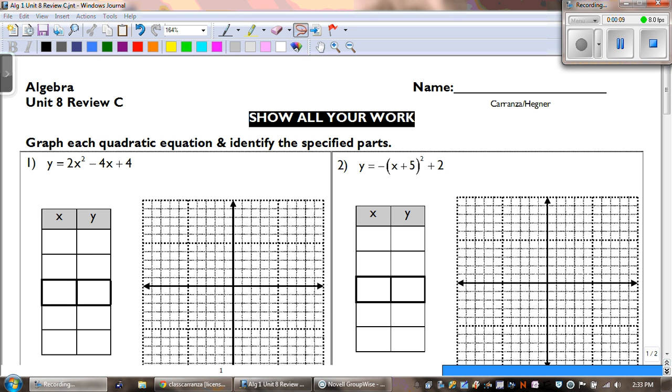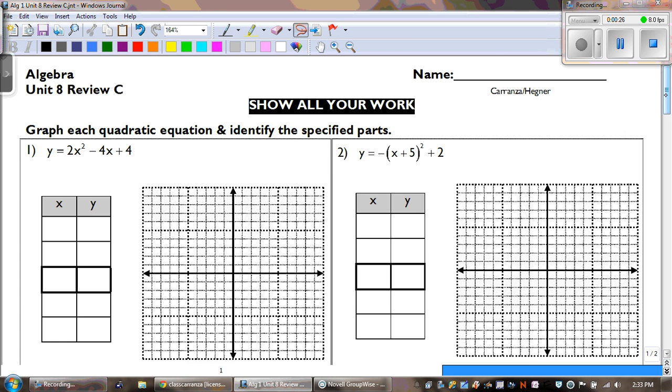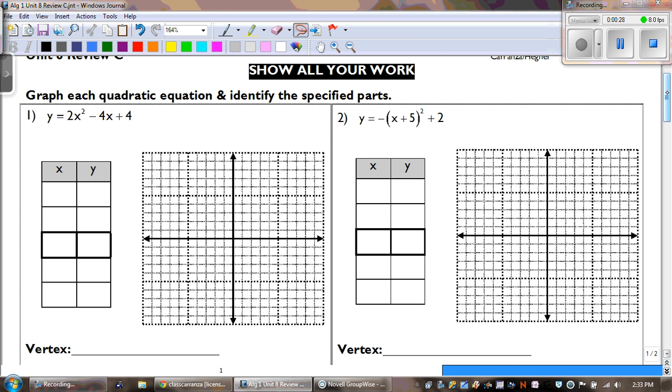Remember to show all your work. Now, just a heads up, this review is going to be a lot faster than the other ones because I'm not going to be teaching too much. If you want to see those videos, watch Review A and Review B. Okay? So, I will help you out with some of the formulas and get you started.